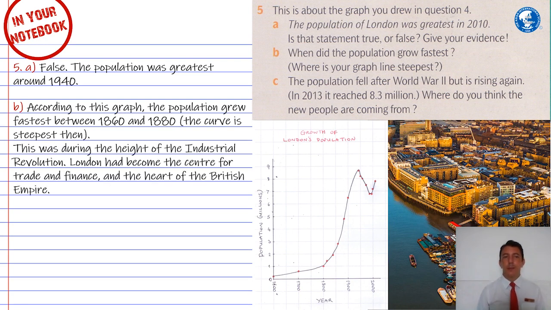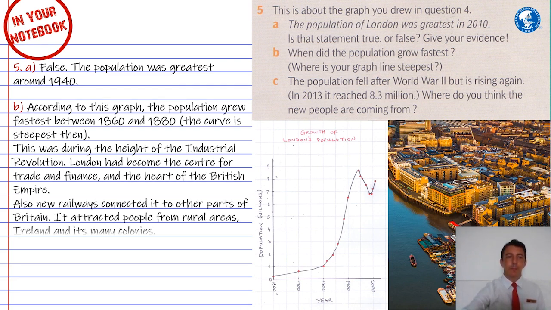Now, the reason for this was during the height of the Industrial Revolution. At this time, London had become the centre for trade and finance, and it was also the heart of the British Empire. Also, they developed new railways, and the railway lines connected London to other parts of Britain, and it attracted people from rural areas, also from Ireland, and also from its many colonies.